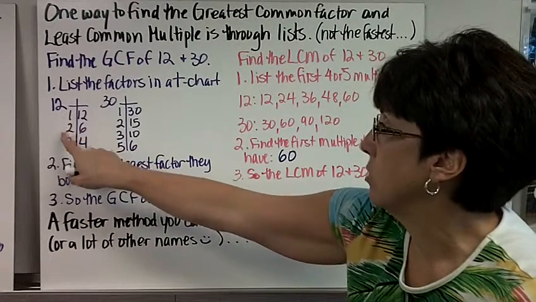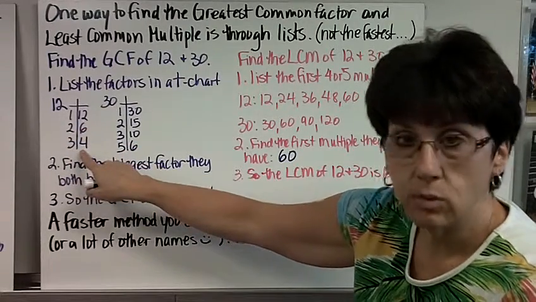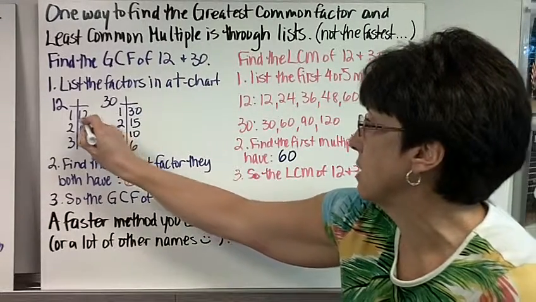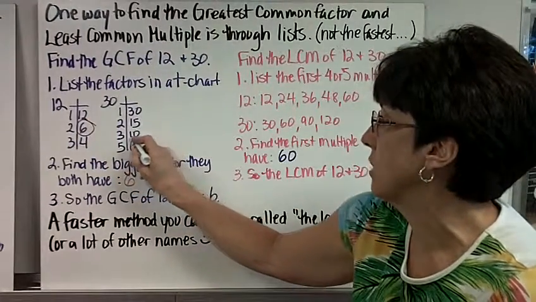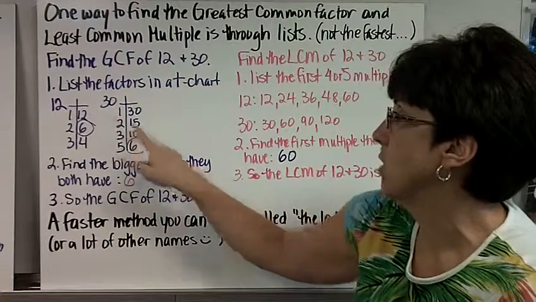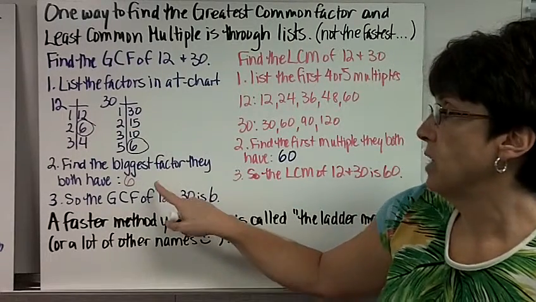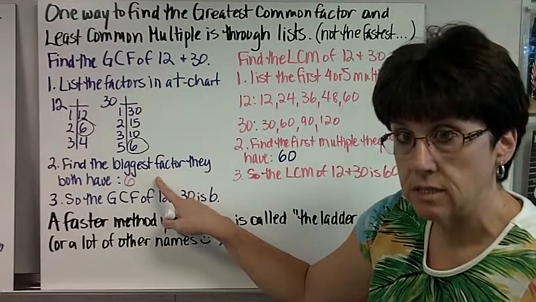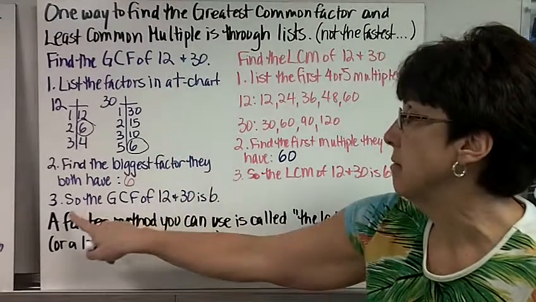So they both have 1, they both have 2, they both have 3. This one has 4, but this one doesn't. 6 is my biggest factor they both have, because this is 12 and this is 10, 15, and 30. So the greatest common factor they both have is 6. I found that by making the list.